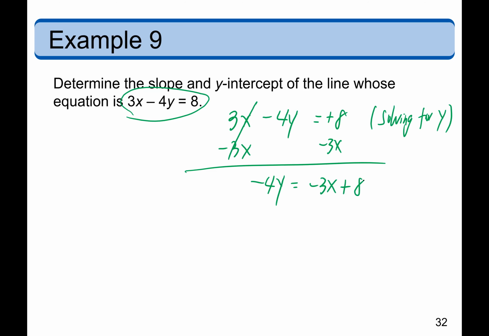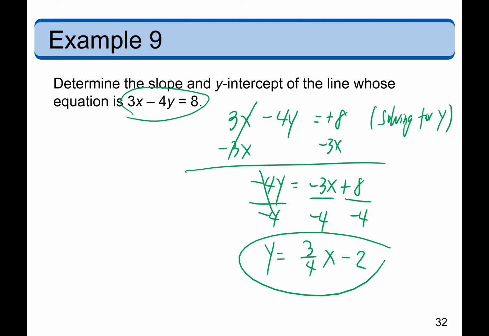Now from there, in order to get y by itself, we need to divide negative 4 across. So divide every single term by negative 4, right? That's what we mean by dividing negative 4 across. Now cancel the coefficient, then y equals 3/4 x, and plus minus become minus, 8 divided by 4 is 2.